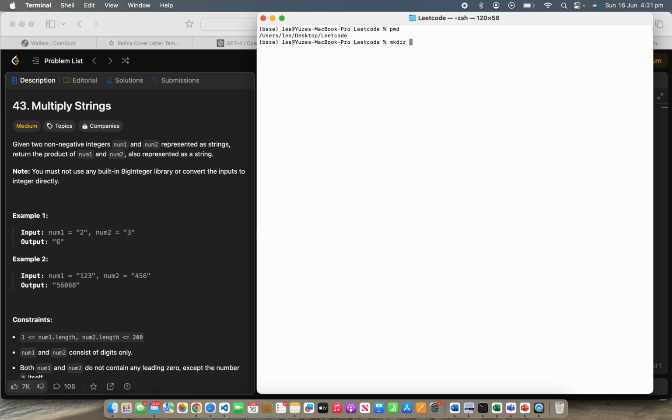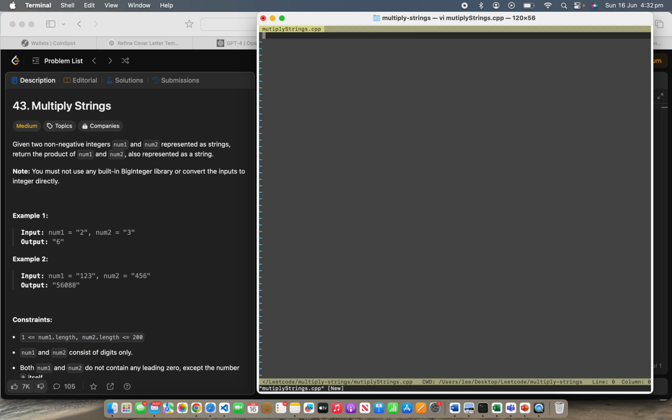New folder like multiply string. Okay, so we're here. This is number 43, multiply string, C++. Okay, so this is question number 43.